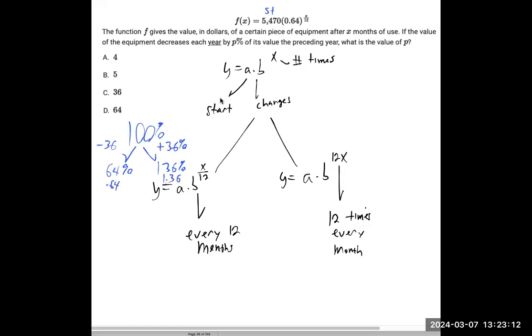So what we're saying is, if you want to decrease something by 36%, that's the same as multiplying it by 0.64. So we need to understand that this is going down 36%. And then the X over 12, if X is the number of months, that's this right here. That means it's happening every 12 months.